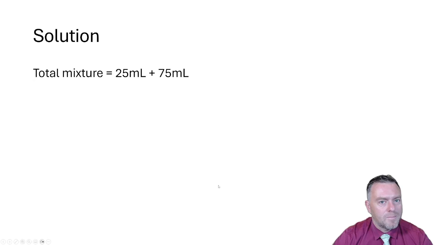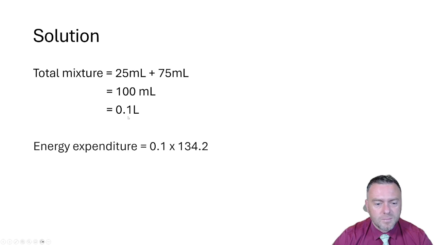So first step, you've mixed the total mixture together, so 25 plus 75, which gives you 100 milliliters. You then work that out in liters, so I would convert that back. So we get 0.1 liters, and then we times the expenditure by that amount. Now, the reason we changed it into liters is this measurement was joules per liter. So we need to make sure we're able to convert into the same unit before we times them together. Then we times it, and we got 13.42 joules.